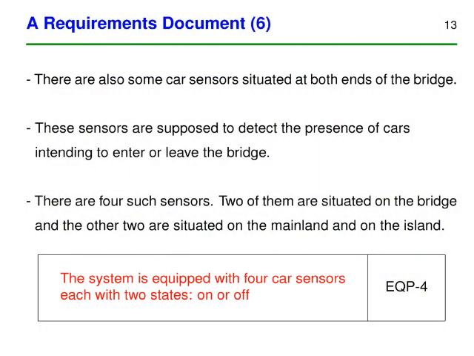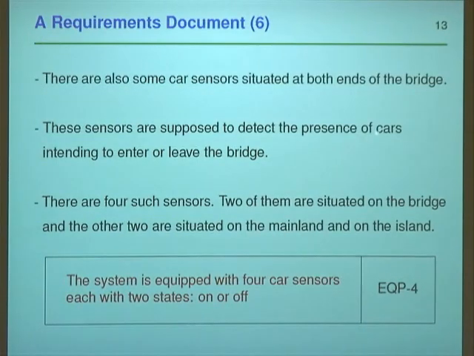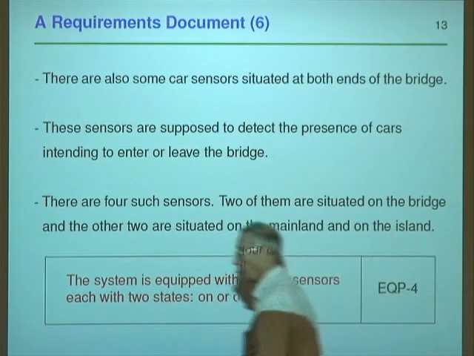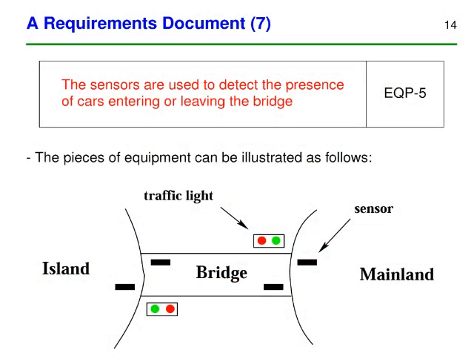We also have some car sensors, and they are supposed to detect the presence of a car intending to enter or leave the bridge. There are 4 such sensors, 2 of them situated on the bridge and 2 others situated on the mainland and the island. This is equipment number 4, and you can see the drawing here. So now we have the sensors here.